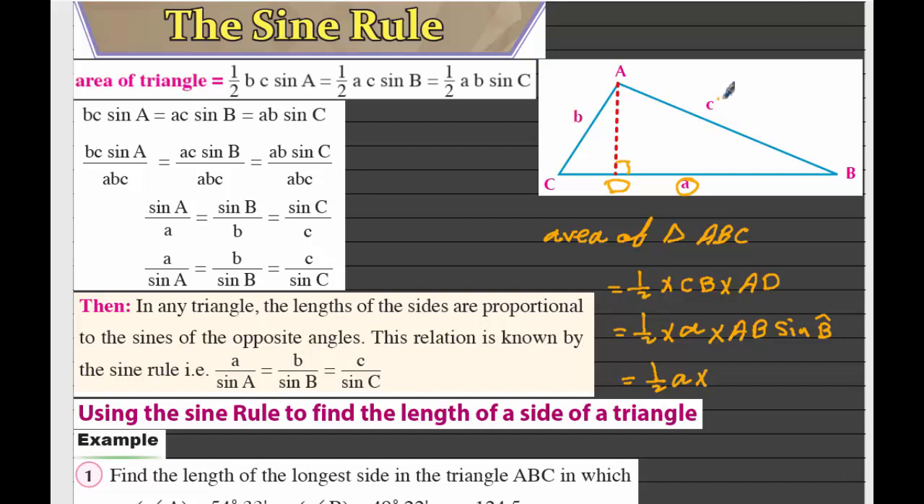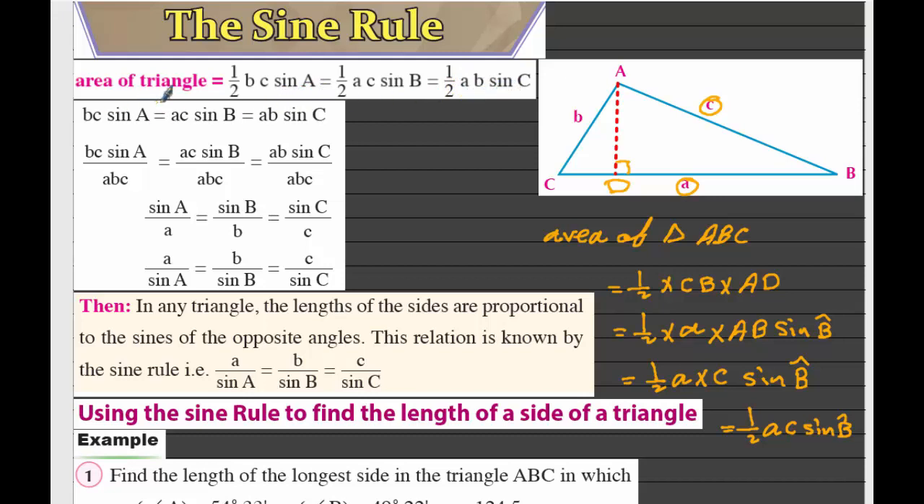The length of AB equals C length units, C sine B. It is the included angle between CB and AB. So it is equal to half AC sine B. Also, the area of the triangle equals half BC sine A, equals half AB sine C.